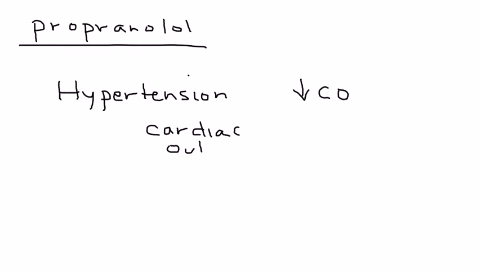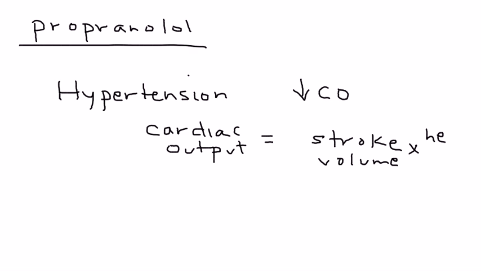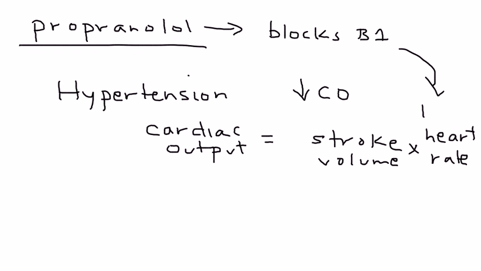The way it works is that it decreases the cardiac output, because cardiac output has a special formula where cardiac output equals stroke volume multiplied by the heart rate. Now when you use a beta blocker such as propranolol, it blocks beta-1 receptors on the heart, and that results in a decreased heart rate. So when you decrease the heart rate, you also decrease the cardiac output, and as a result the blood pressure goes down.